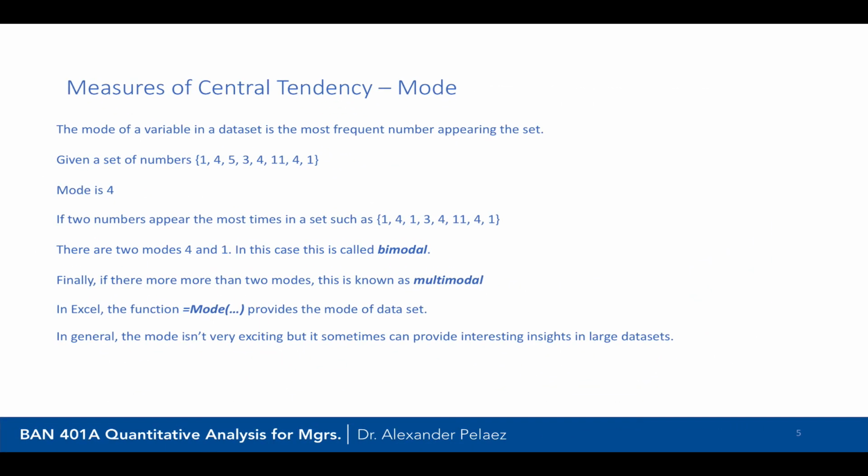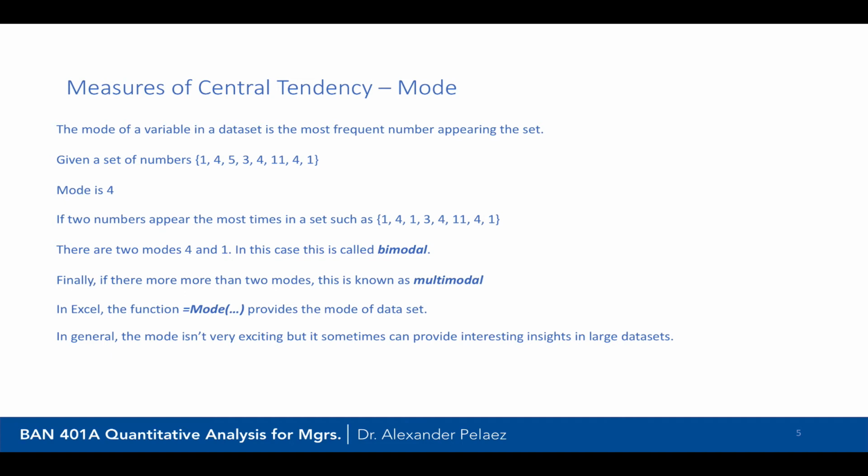Now, the mode is another measure of central tendency, and what we're doing is looking at the most common or most frequent number that appears in the data set. So given this set of numbers that we have, 1, 4, 5, 3, 4, 11, 4, and 1, it's obvious to see that the most frequent number is 4.